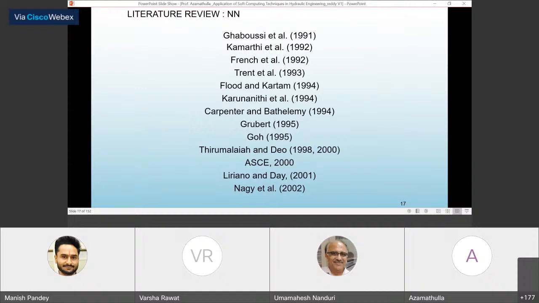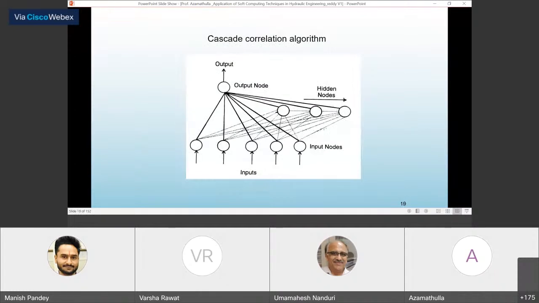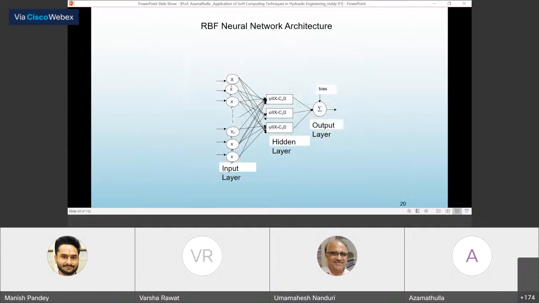Due to the failure of this formula and the regression techniques, I considered neural network techniques. These are a few papers I considered in my literature review. Next slide, please. I used the feed forward back propagation algorithm, which has an input layer, hidden layer, and output layer. Another one is the cascade correlation algorithm, where hidden nodes keep on being added until you get the target output value. And the radial basis function. Yes, radial basis function, here you can see.